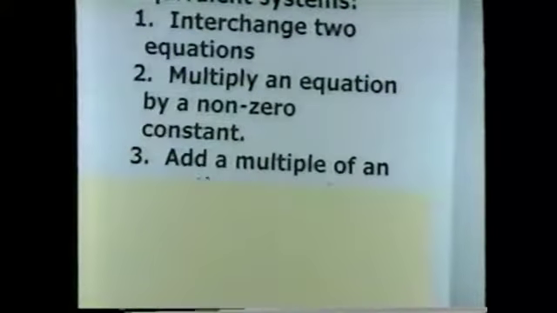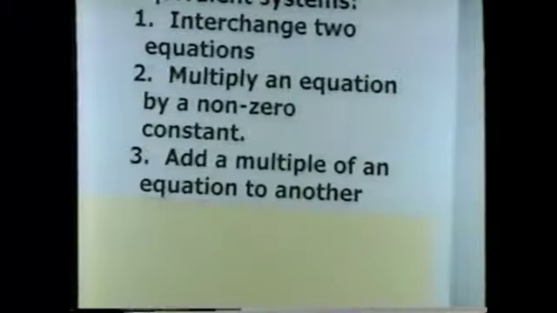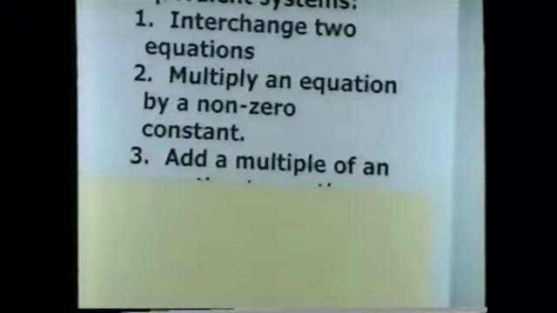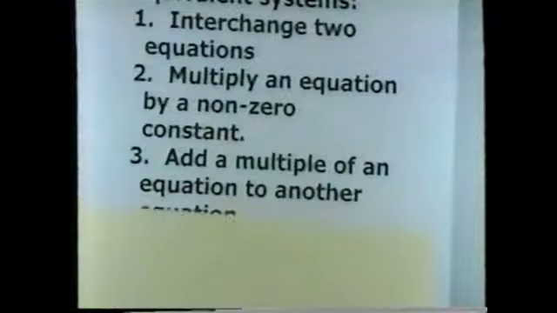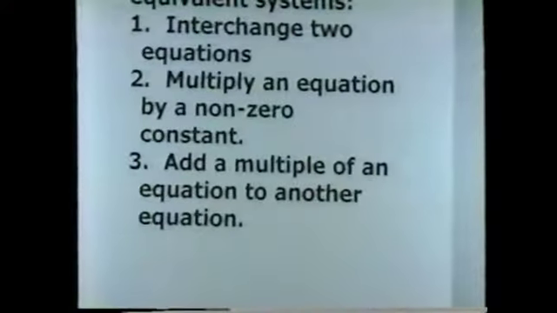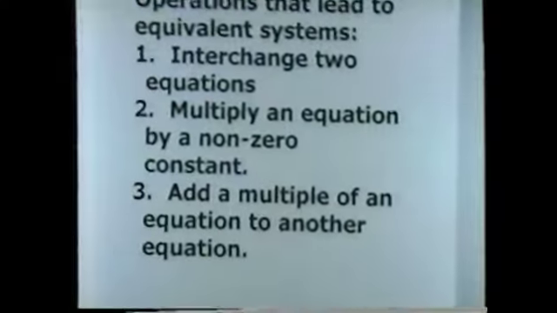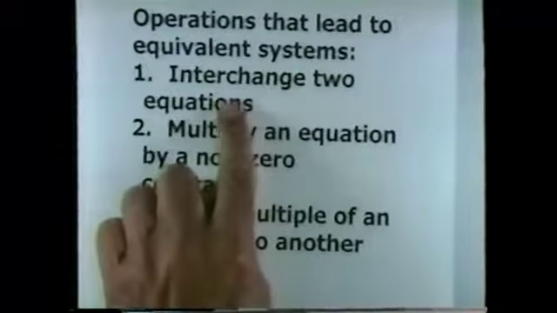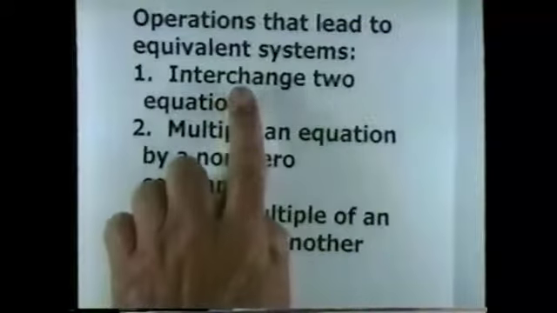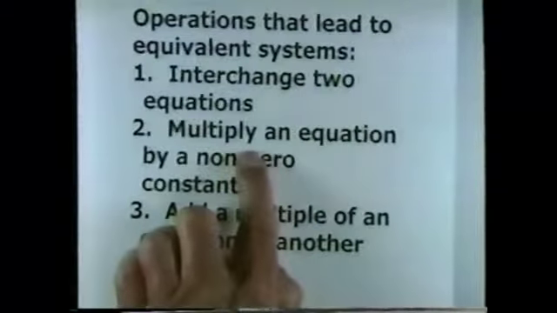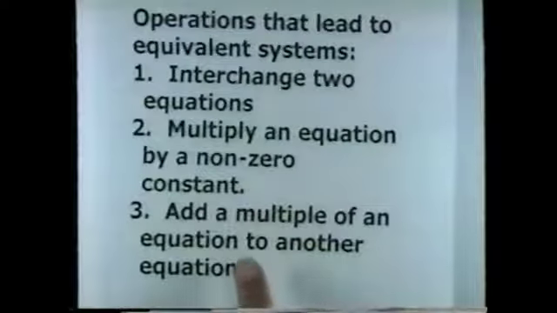We did that. We added the second row multiplied by -8/3 to the first row, or we added the second equation multiplied by -8/3 to the first equation. So those are your three operations that lead to equivalent systems. These are the three things that you can do in solving systems of equations. Interchange two equations, multiply an equation by a non-zero constant, and add a multiple of an equation to another equation.